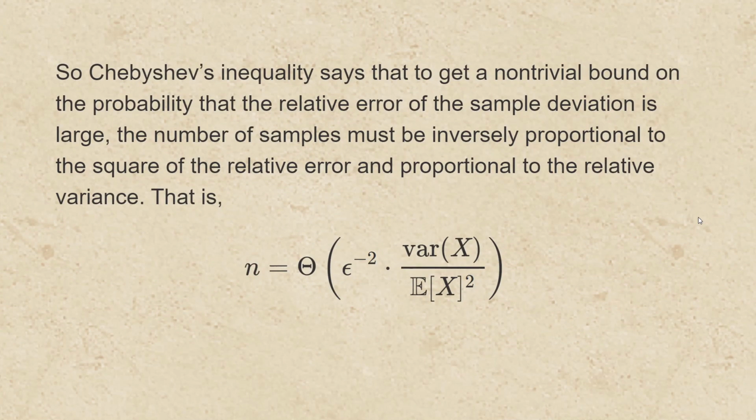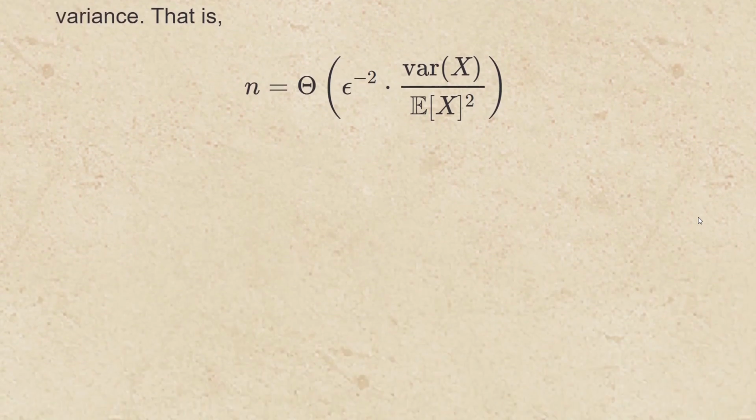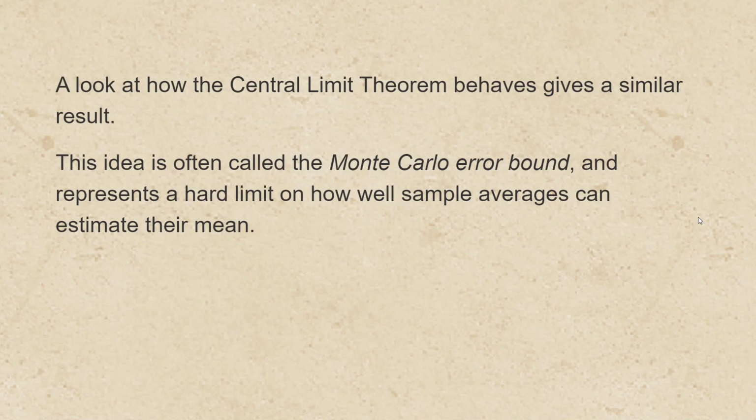So Chebyshev's inequality says that to get a non-trivial bound on the probability that the relative error of the sample average is large, the number of samples must be inversely proportional to the square of the relative error and proportional to the relative variance. That is, n is big theta of epsilon to the minus 2 times the variance of X divided by the mean of X squared. A look at how the central limit theorem behaves gives a similar result. And this idea is often called the Monte Carlo error bound and represents a hard limit on how well sample averages can estimate their mean.